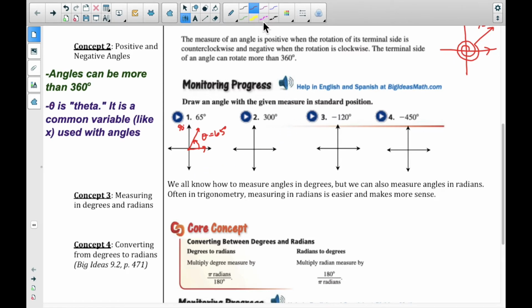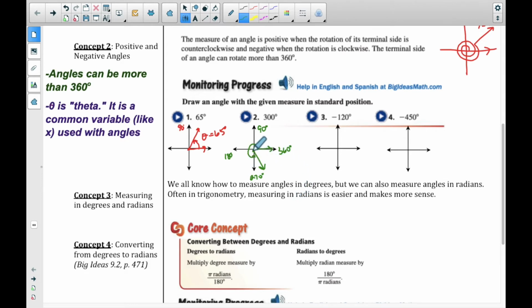Let's look at the next one, 300 degrees. Well, once again, we're going to start at the vertex. We're going to start with our initial side over here on the x-axis. We're going to go around 300 degrees. Okay, let's just remember our unit circle for a second. To get to 300 degrees, we're going to go all the way over to 270 and then go 30 degrees farther than 270. So this angle is this piece right here.